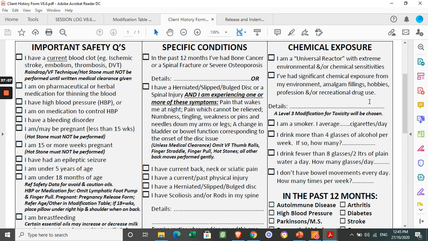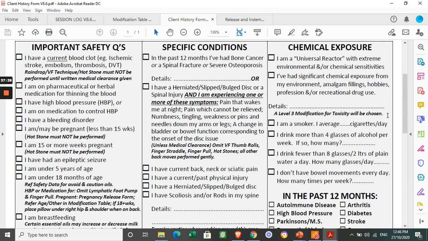I'm dependent on pain medication and have been for 10 years. I wouldn't call that recreational drug use, but I would still call that drug use, especially because a lot of people are on opiates for their pain in this day and age. So if somebody ticks either of those 2 boxes, you're going to choose a level 3 modification for toxicity. What we're saying is we're going to dilute it down as much as we possibly can to introduce it to the body as slowly as we can.